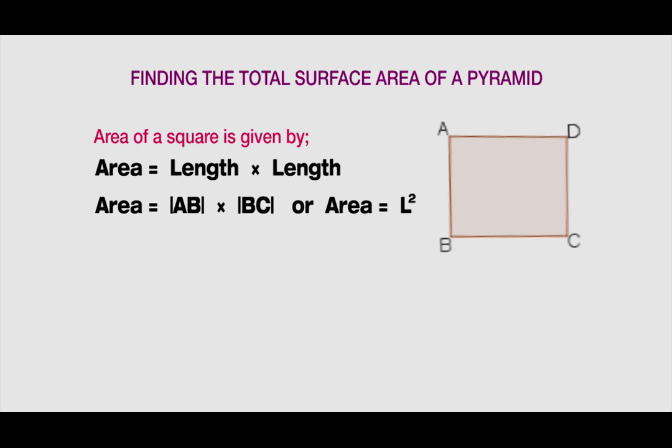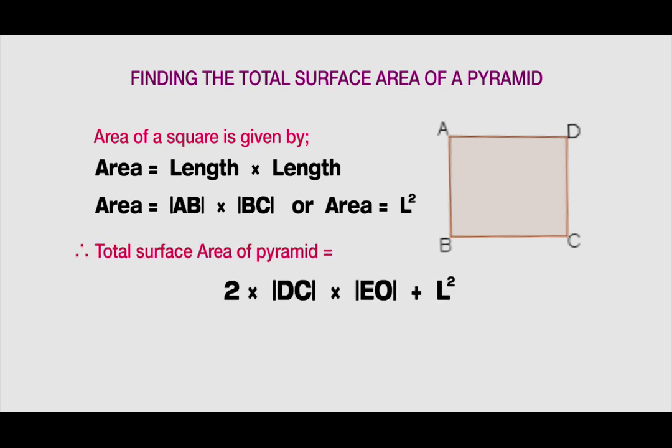So area is equal to AB multiplied by BC. Or, because AB is equal to BC, which is the length, then our area will be equal to L squared. So to get the total surface area of the pyramid, that is the faces and the base, we are going to get 2 multiplied by DC multiplied by EO plus L squared. That is the faces and the base.